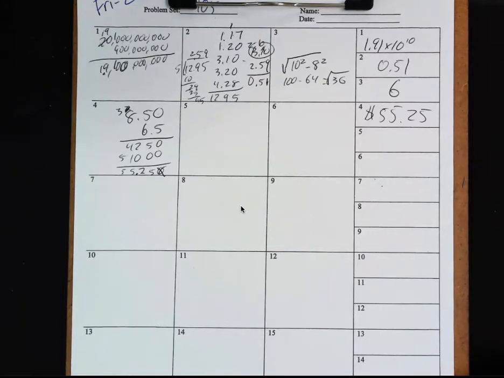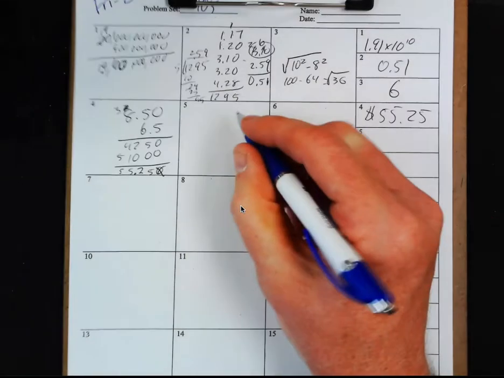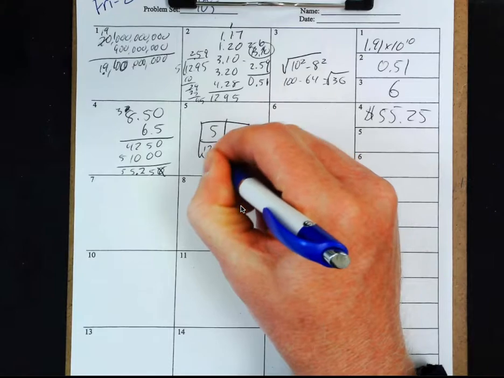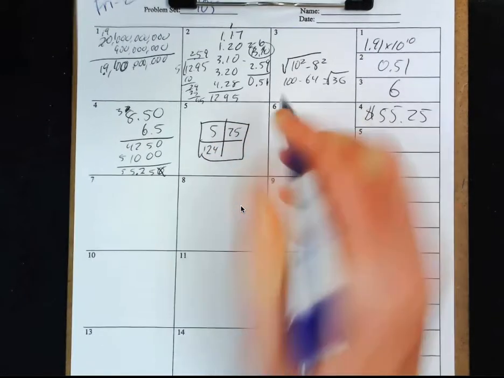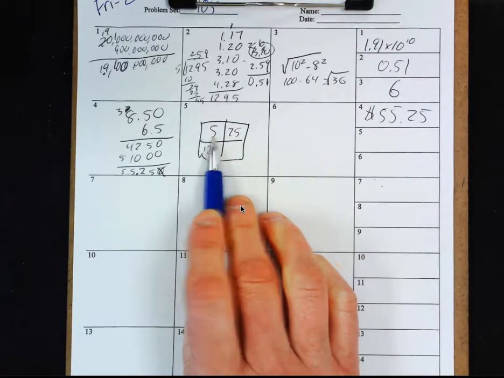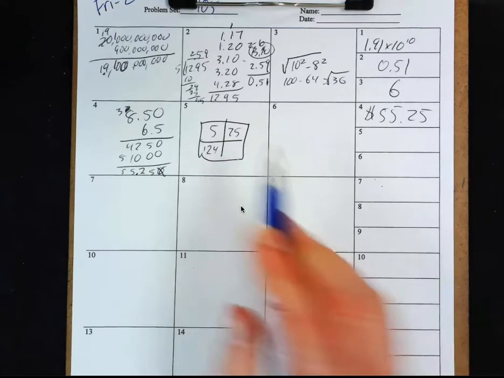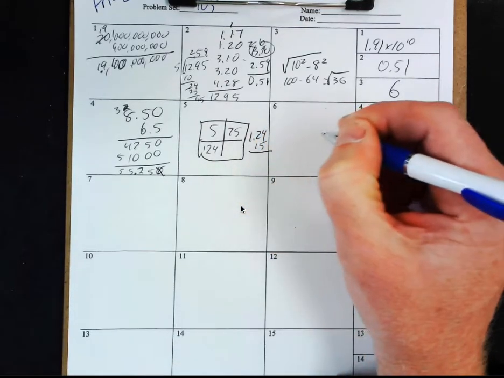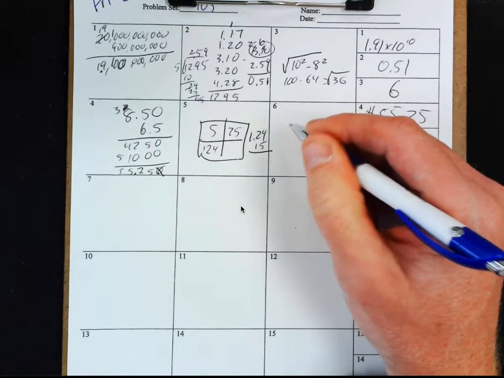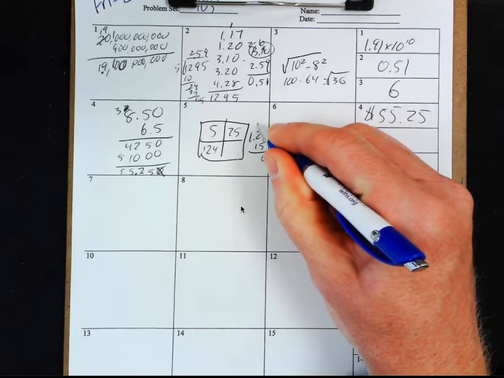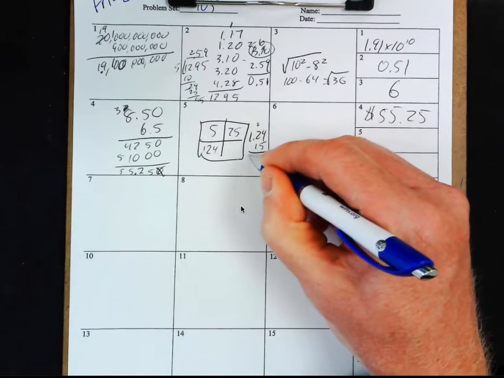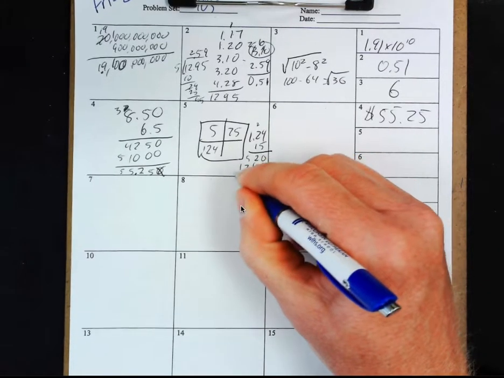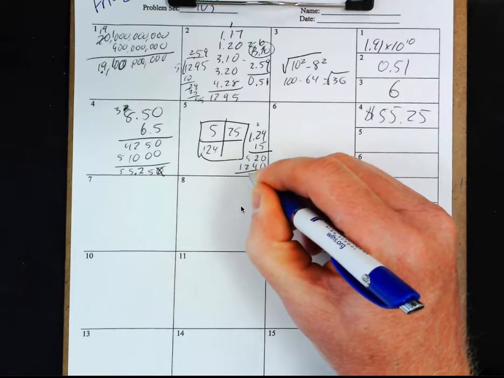A 5-pound bag of flour costs $1.24. What is the cost of 75? Ratio box. 5 costs $1.24. What's 75 going to cost? I look, how did I get from 5 to 75? That's 15. So I'm taking $1.24 times 15. 5 times 4, 20, carry the 2, 10 plus 2 is 12.